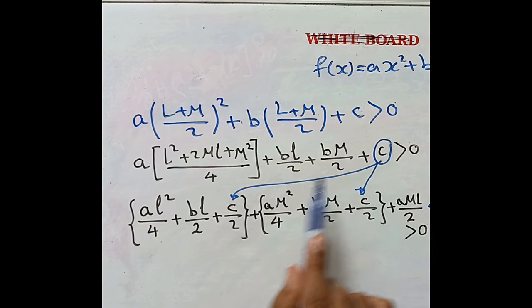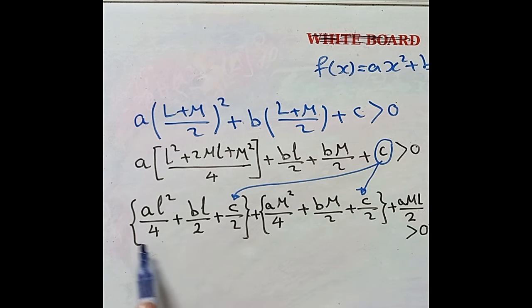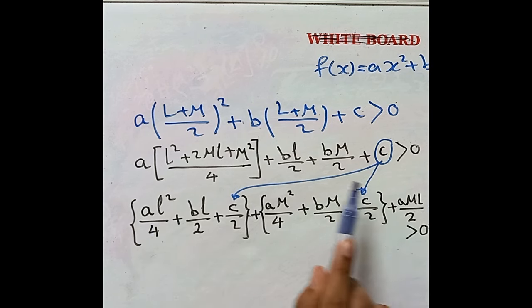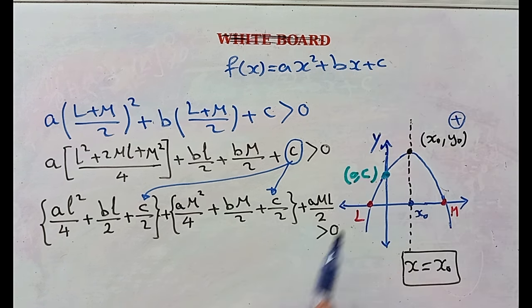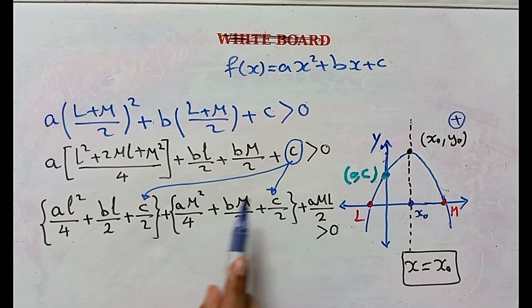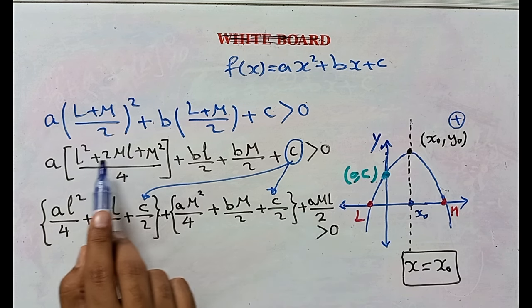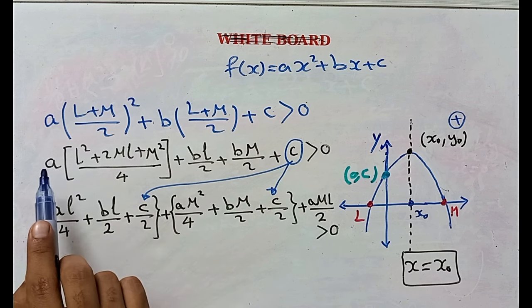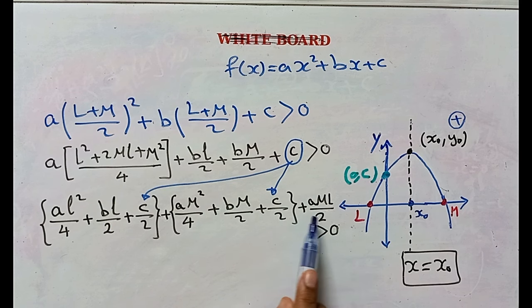Now let's expand this inequality, and we have a trick that 1 equals half plus half. So c equals half c plus half c. Here I collected the terms that contain L and the terms that contain M, because L and M are the two roots. And also we have a term AML over 2. This term comes from the expansion of the square bracket. Here we have 2AML over 4, which gives you AML over 2. This inequality is bigger than 0.